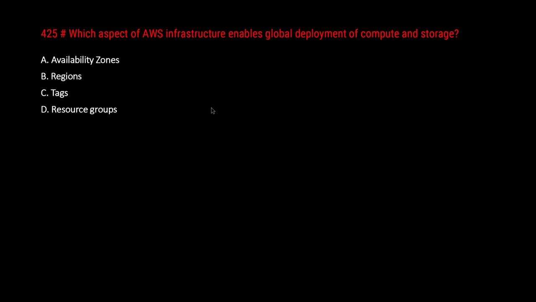Which aspect of AWS infrastructure enables global deployment of compute and storage? They're talking about global deployment of compute and storage. Okay, so what do you think the answer will be? Which AWS infrastructure? This is not global. This is dedicated to a particular geographical area. Tags, I don't know why they are even talking about infrastructure with these two. These are not infrastructure. So it is the regions.